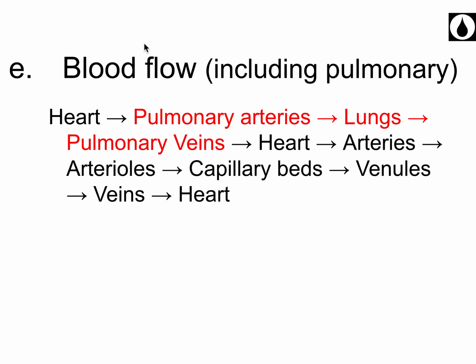So to conclude, the blood flow, including our lungs. The heart is going to send blood through the pulmonary arteries to the lungs. Then it brings it back through the pulmonary veins to the heart, to the arteries, to the arterioles, to the capillary beds, the venules, to the veins, and then back to the heart to do the whole process again.